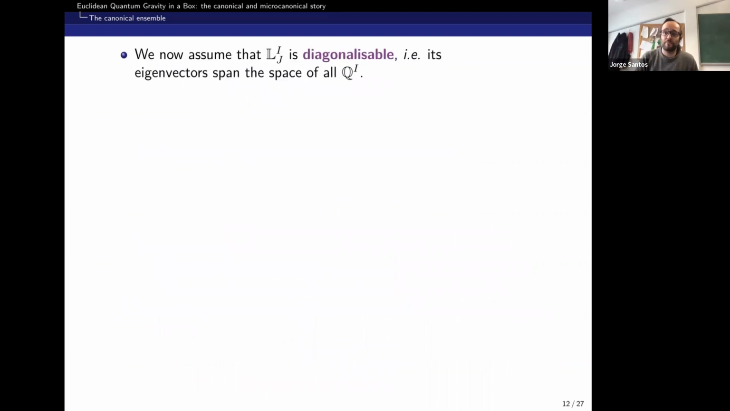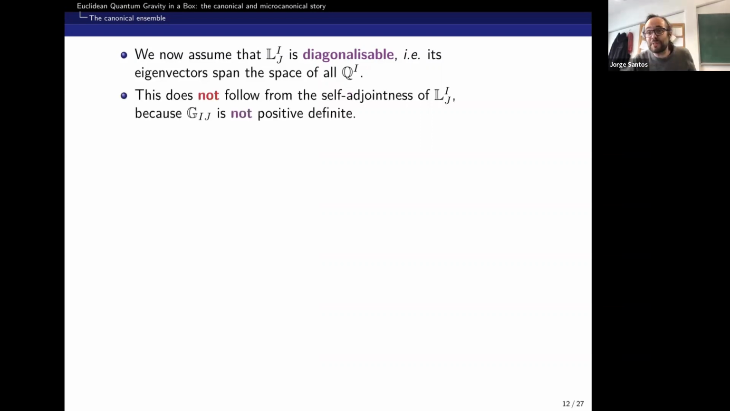What are the assumptions to proceed? We're going to assume that this self-adjoint operator is diagonalizable. In particular, that it spans the same eigenspace as the cubes. You might be looking at me and thinking, this guy does not understand a thing about linear algebra, because if an operator is self-adjoint, it's always diagonalizable, right? That's what you learn in kindergarten.